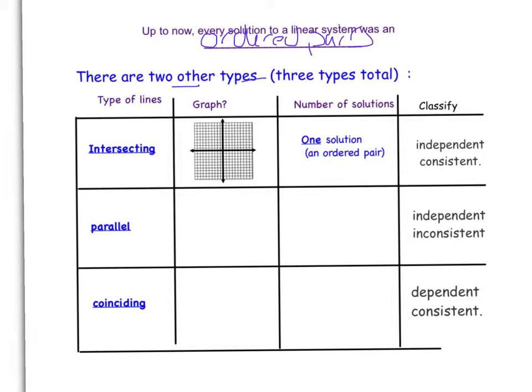So we have the intersecting, so the lines are intersecting. And I'm just going to give an example on a graph. So they're intersecting. And you know that the number of solutions is 1. It's that point of intersection. It's an ordered pair. I'll talk about the classifying in just a minute. We also know that there are parallel lines, like that. And since the solution is where they intersect, this is a no solution.